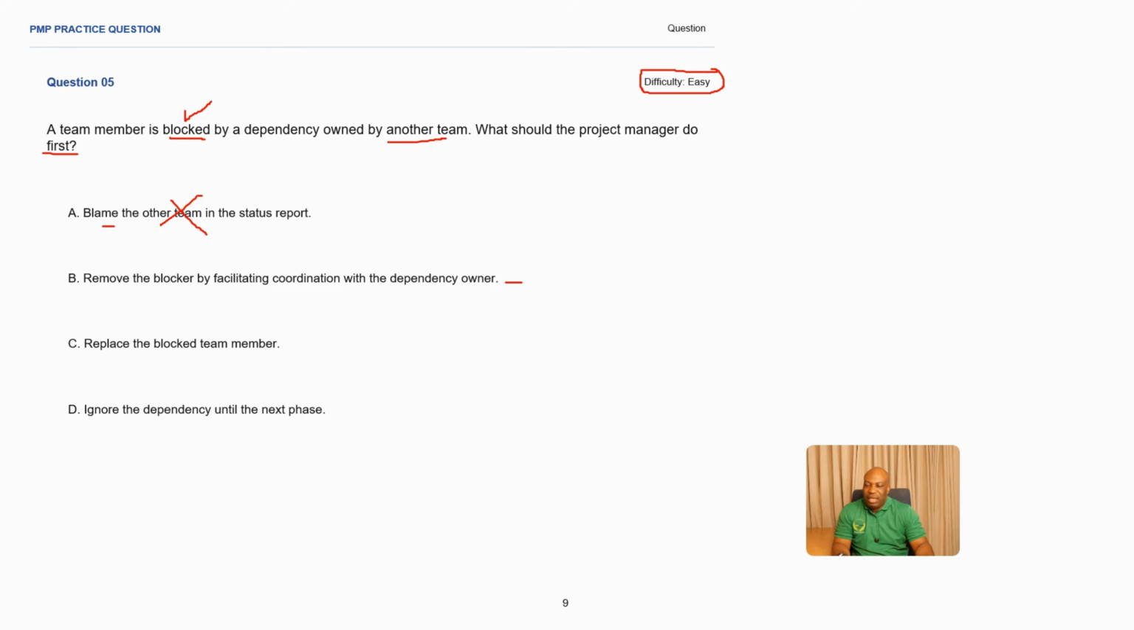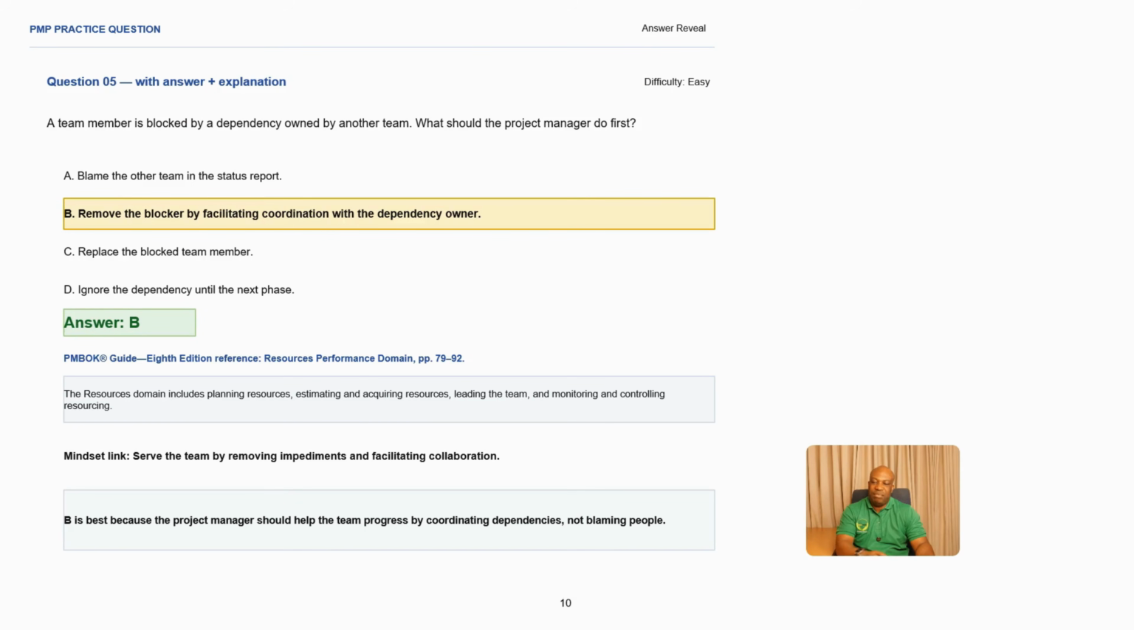Number C, replace the blocked team member. As a project manager, you don't rush to replace team members without understanding the problem or without trying to resolve the problem, thereby eliminating this one as an answer. Then D, ignore the dependence until the next phase. Never ignore anything in a project if you're a project manager. So eliminating this as an answer, making B the best answer in this scenario. So B is the best answer.